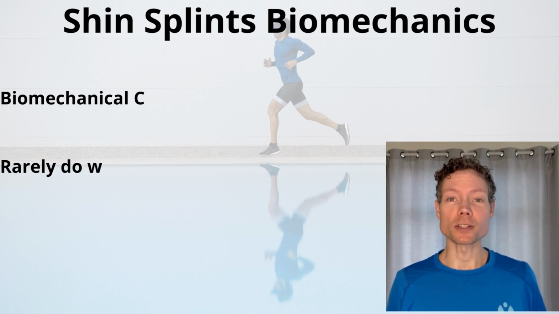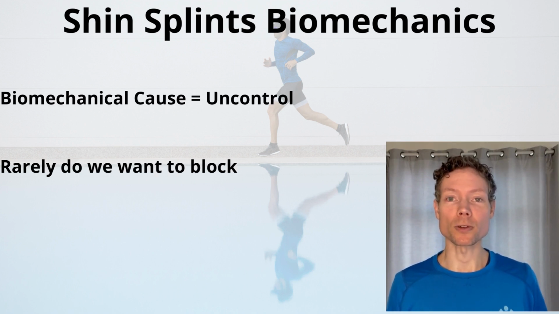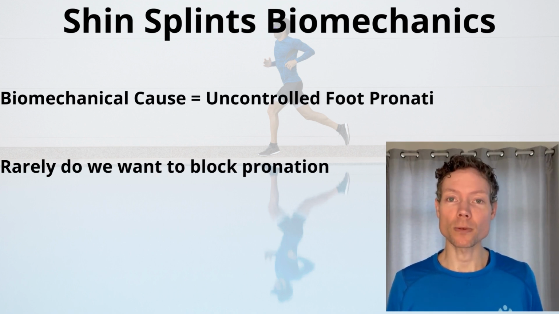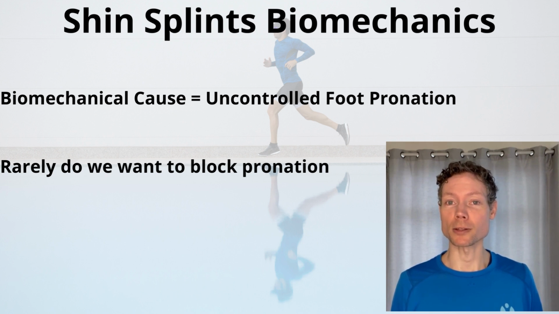Biomechanically, the cause of shin splints is usually uncontrolled foot pronation. And just as a note, we never want to block foot pronation, with rare exceptions. So for example, if you're really trying to optimize glute activation, sometimes it makes sense to fix the foot in a single position so the arch is lifted and the foot can't pronate and you drive all the motion up the chain into the hip and glute. But in general, the goal really should be, can we control foot pronation?